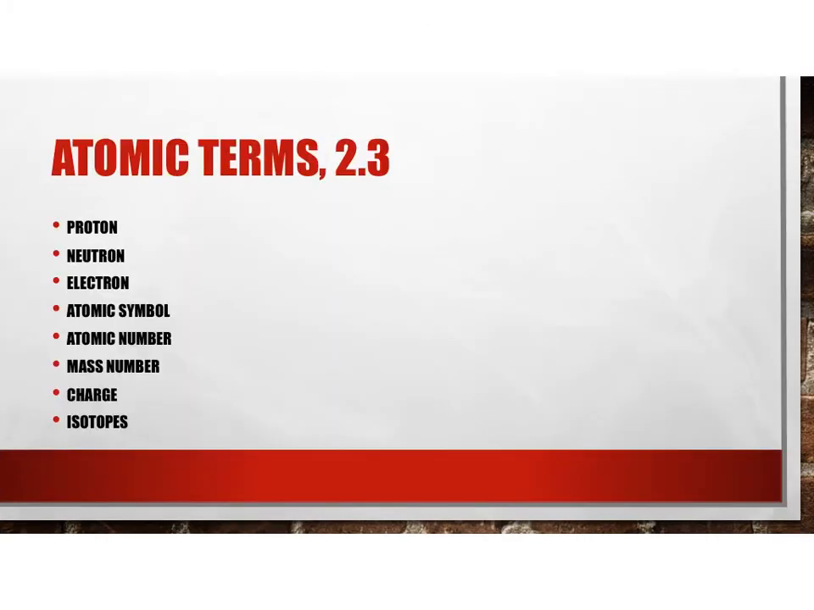All right, let's identify these terms so that we know what we're talking about when we're looking at an atom. I said that an atom is composed of 3 separate parts, proton and neutron, and an electron. Protons and neutrons, these two right here, reside in the nucleus. The electron is outside of the nucleus. Okay, so what is a proton? A proton is a positively charged particle that resides inside of the nucleus.